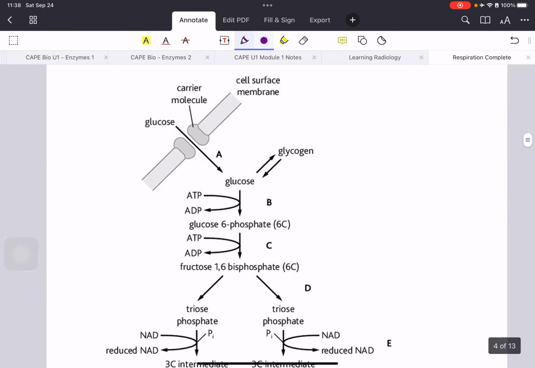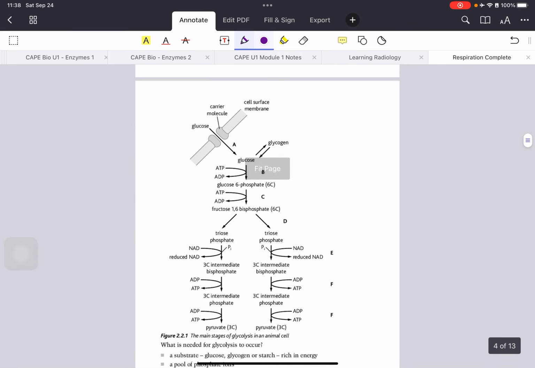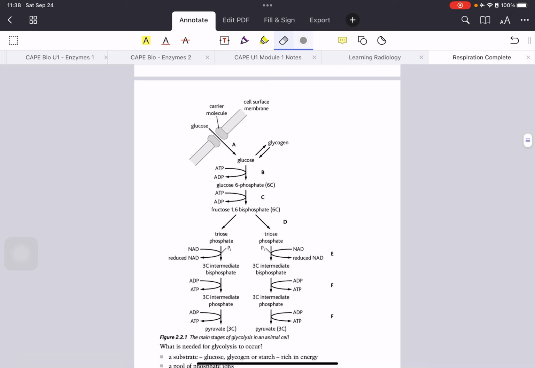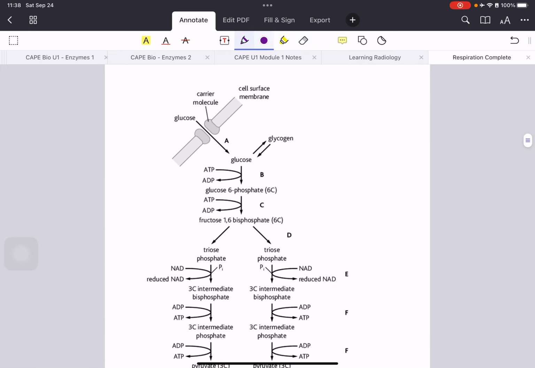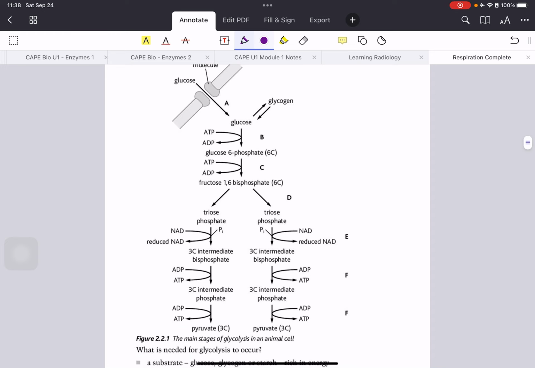Okay, so I'm going straight to this diagram here. Alright, so glycolysis occurs in the cytoplasm of the cell. That's very important, right? It occurs in the cytoplasm of the cell. Okay, so there are a few steps in glycolysis. You can see from this diagram, we have A, B, C, D, E, and F as well, right? So these are very important.